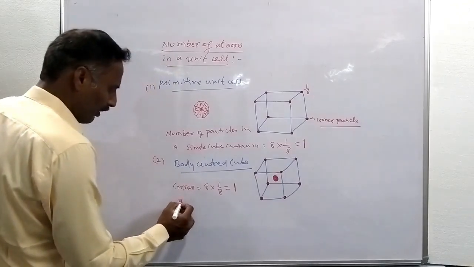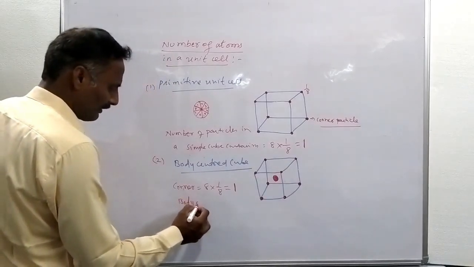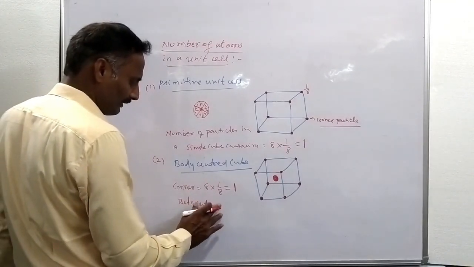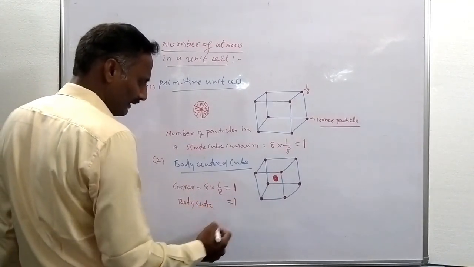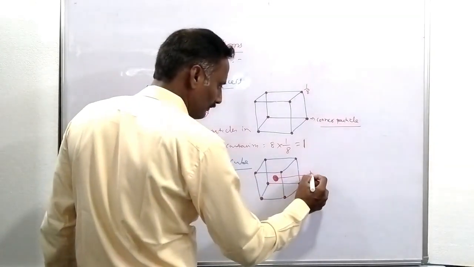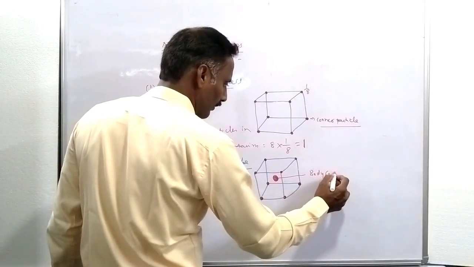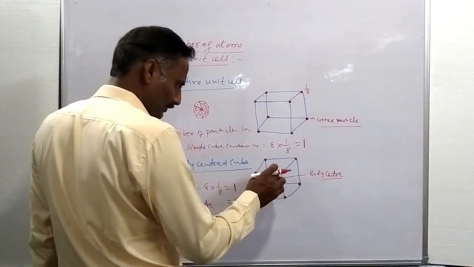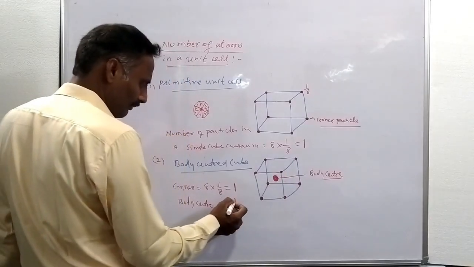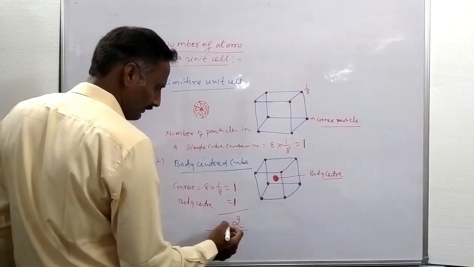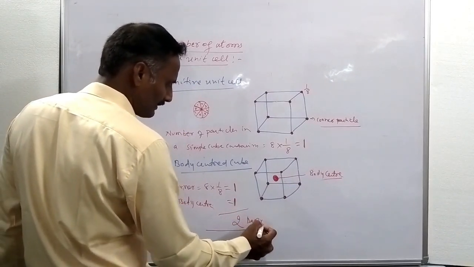Then the body center of the cube. Body center contains one particle. Here the total number of particles: this is the body center particle, and this body center particle belongs to this unit cell here. That's why the total number of particles in our BCC is 2 particles. There are 2 particles present in a body-centered cube.